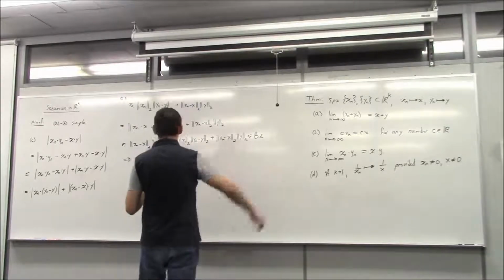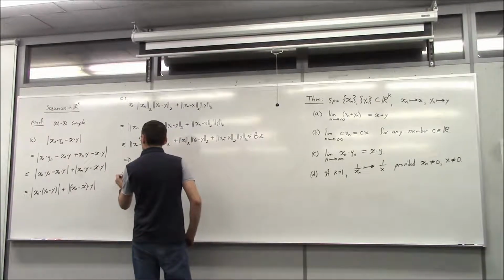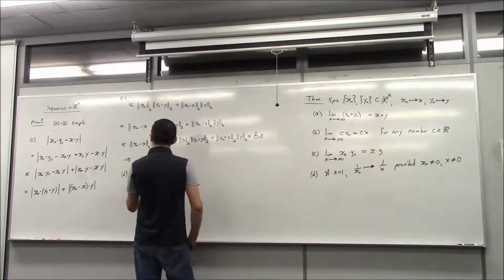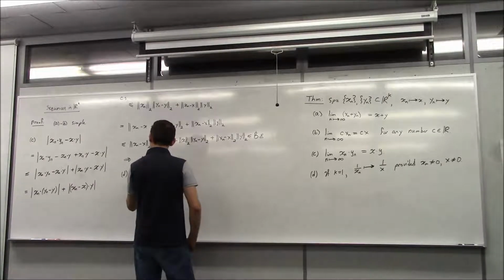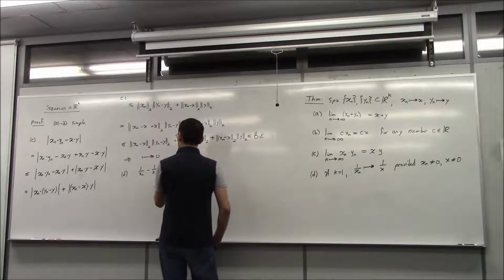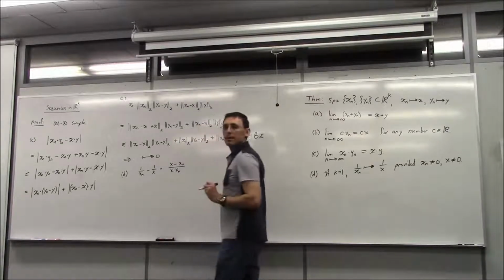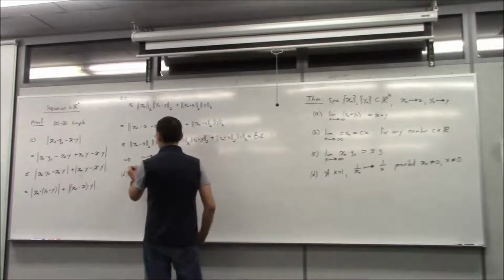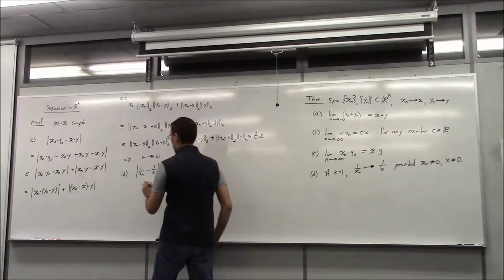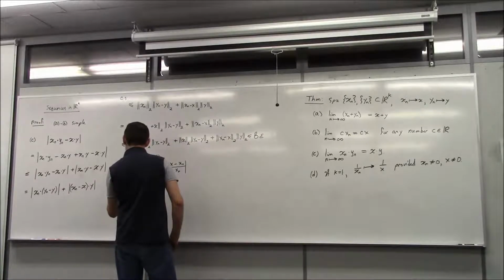And maybe I'll mention a little bit about D. Again, not anything difficult yet. D, what do we have? We can say that if I look at 1 over xn and I subtract 1 over x, that's the same as x minus xn divided by x times xn. And I can show that this goes to 0. So if I take the absolute value here, this is equal to absolute value of xn minus x divided by absolute value x times absolute value xn.